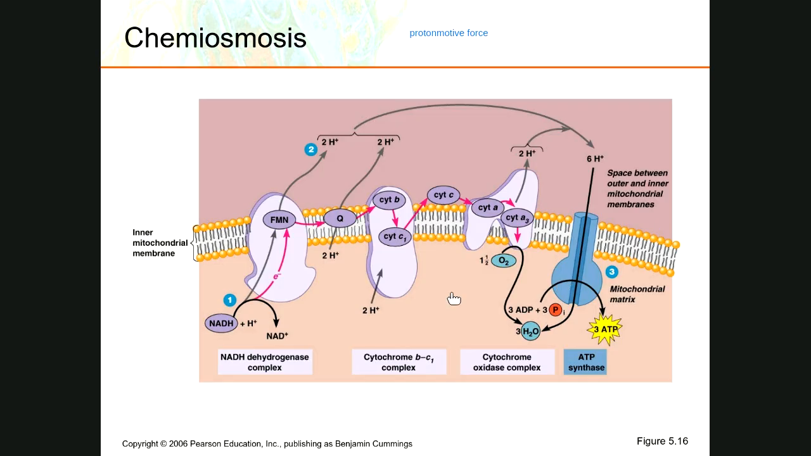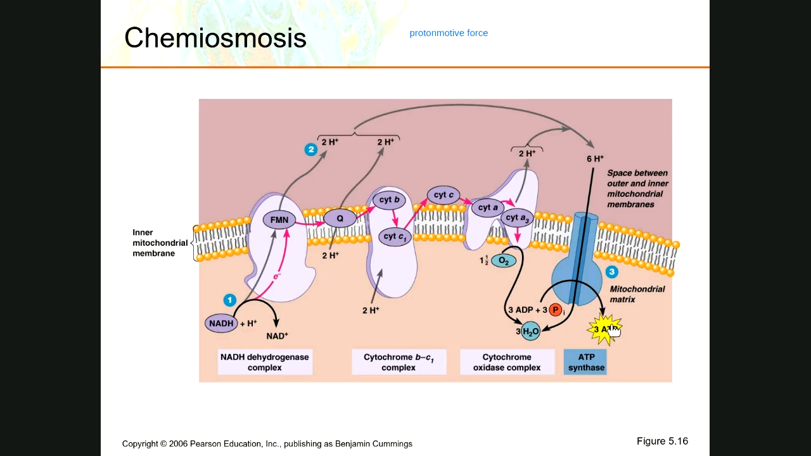So that's pretty amazing, right? You should all say, yes, that's amazing. So just by flowing back into the inside space, it makes energy. Yep. So it's kind of like water going through a dam and rotating turbines. It's that same idea. The physical movement of the hydrogens is an alternate form of energy that allows ATP synthase to make ATP.